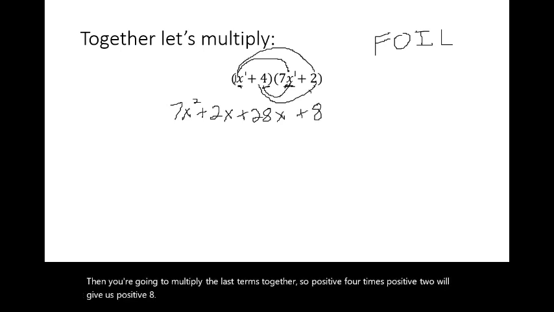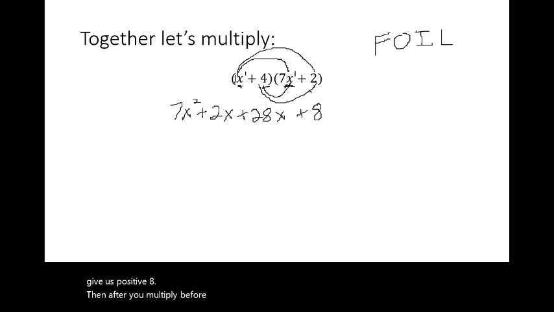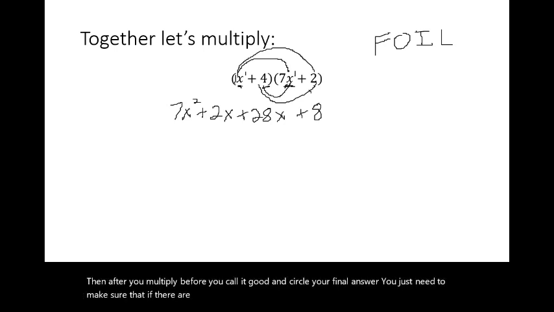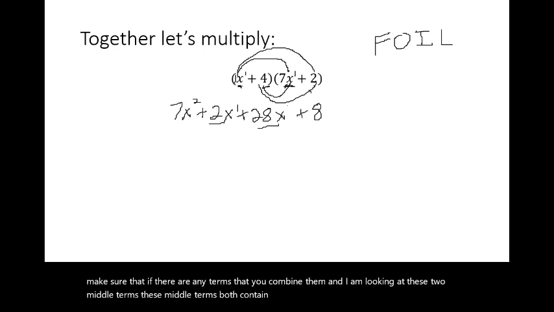Then after you multiply, before you call it good and circle your final answer, you just need to make sure that if there are any like terms that you combine them. And I am looking at these two middle terms. These middle terms both contain an x to the power 1. So these are considered like terms, so let's combine them.